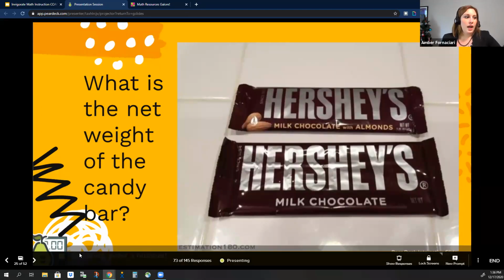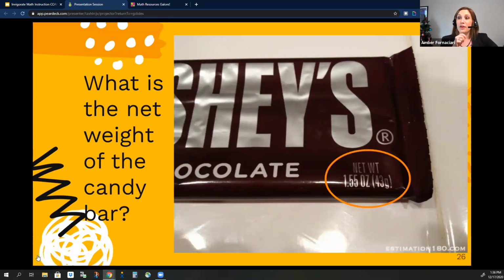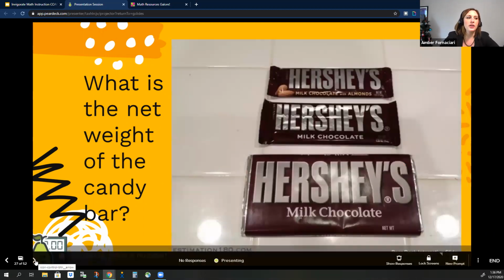So I'll give you the answer, 1.55 ounces. And then we can talk about the difference. What's the difference in weight, and why do you think there's a difference? I saw somebody in the chat say, well, this one is bigger, but it doesn't have any almonds. Do almonds make it weigh less? How much bigger is it really? The picture could be deceiving, and it's still on the same tile. You could also create a stem and leaf plot.